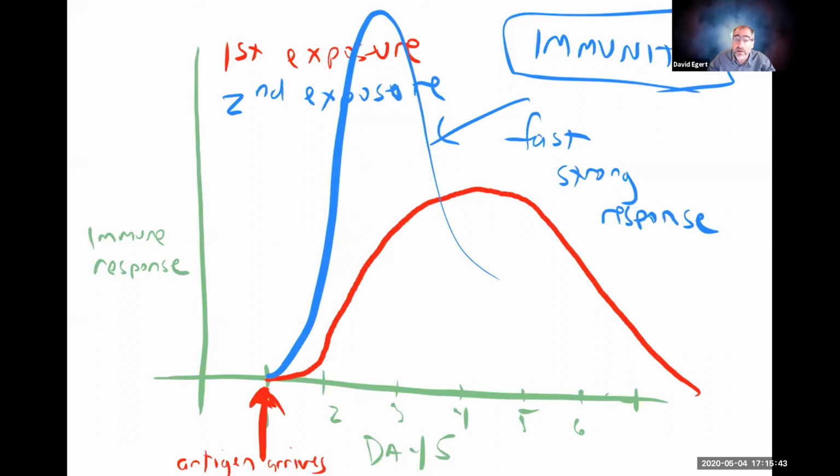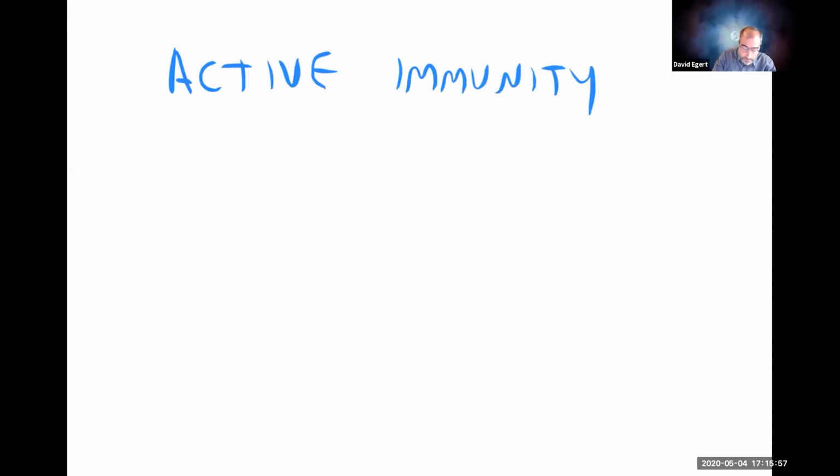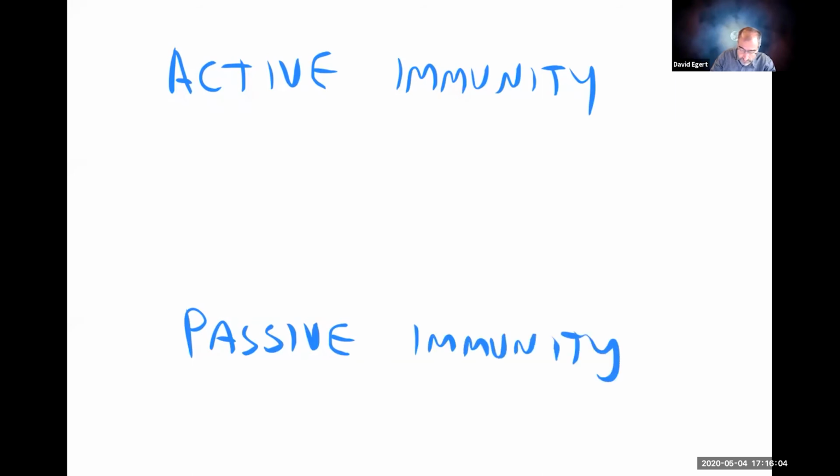There are a couple of ways, and there are actually some different versions of immunity we should talk about: active immunity versus passive immunity. So active immunity, you've been exposed.